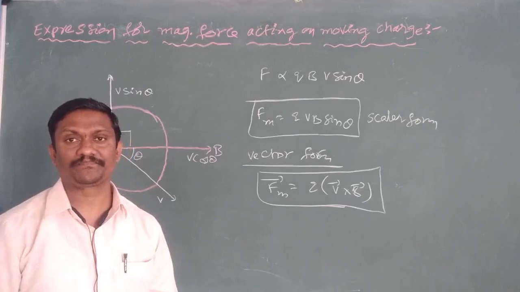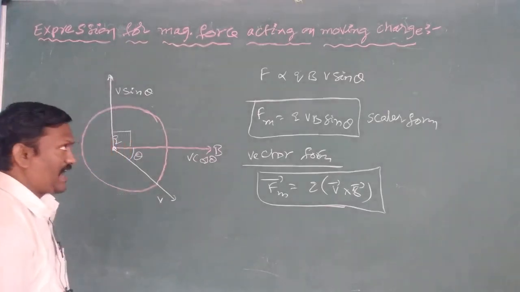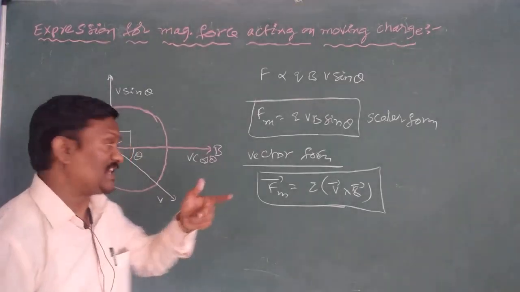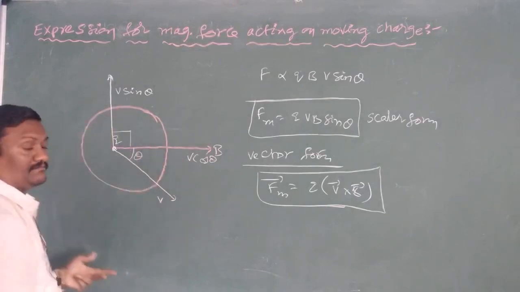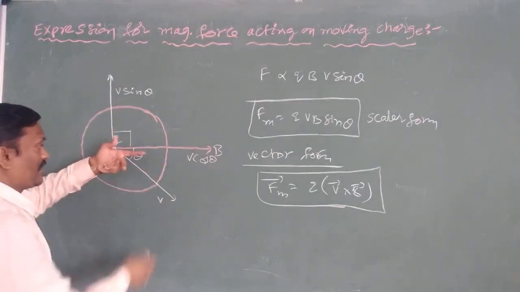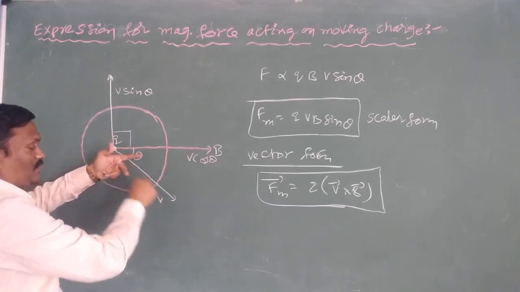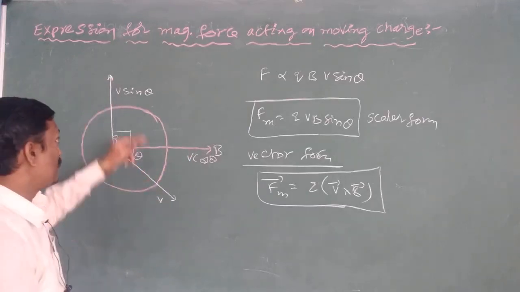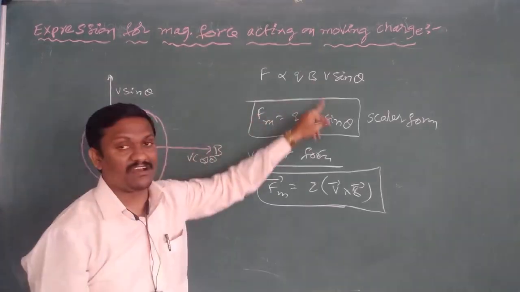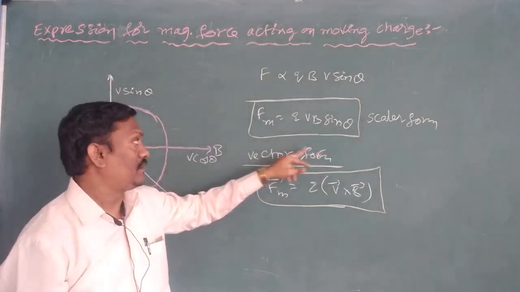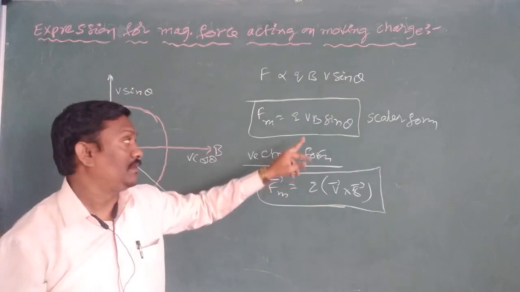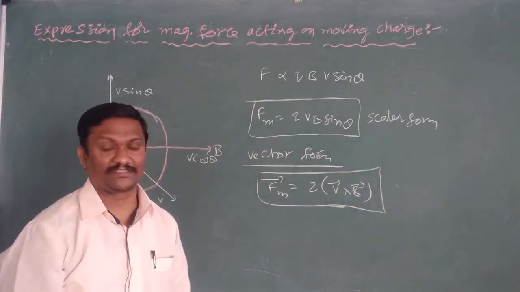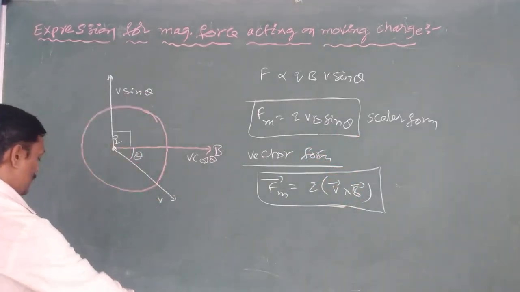So that is the expression for the magnetic force acting on a moving charge. One more important point: the direction of magnetic force always acts perpendicular to the direction of the field. The forefinger represents the direction of the magnetic field, the middle finger represents the motion of the charge, and the thumb represents the direction of force. But in the direction of force, the component of velocity is v sin theta. That's why in scalar form Fm equals q v B sin theta, and in vector form it is q times v bar cross B bar. So that is the expression for magnetic force.